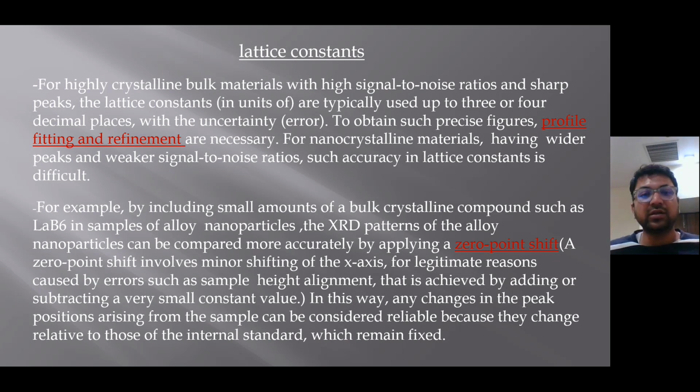Zero-point shift is a technique in which we do minor shifting of the x-axis for legitimate reasons caused by errors such as sample height alignment, that is achieved by adding or subtracting a very small constant value. In this way, any changes in the peak position arising from the sample can be considered reliable because they change relative to those of the internal standard, which remains fixed.